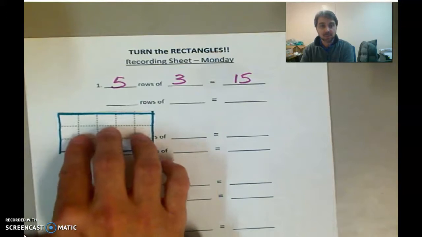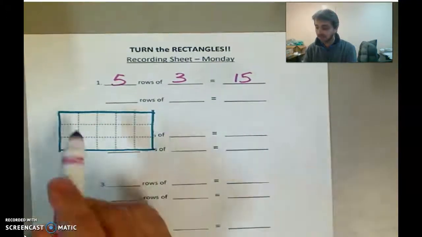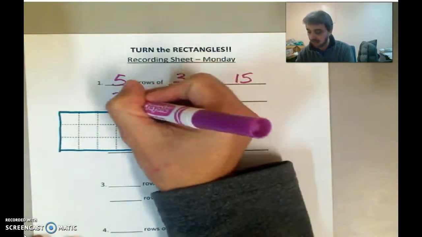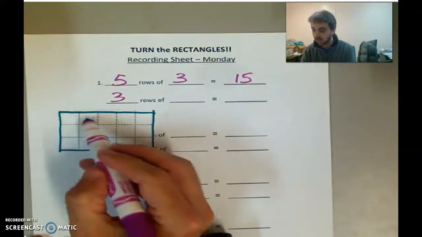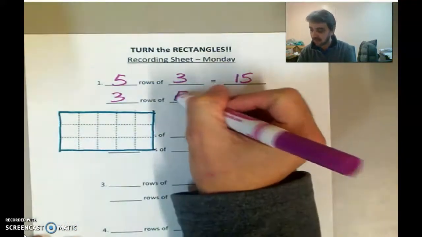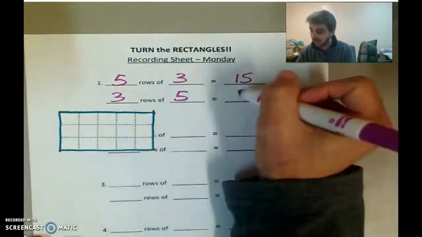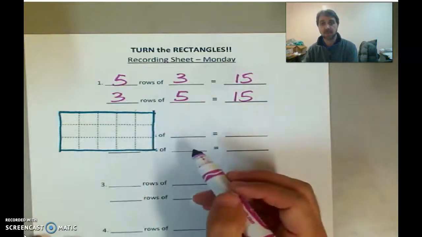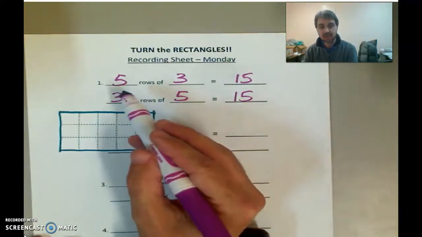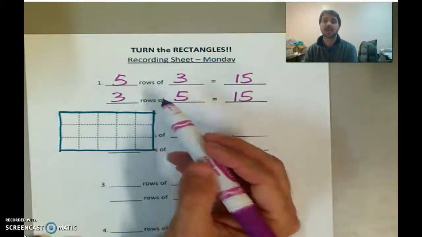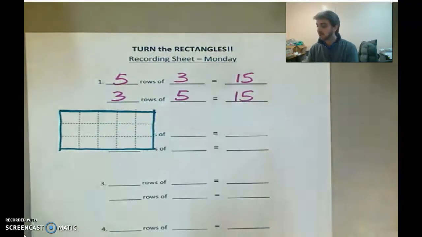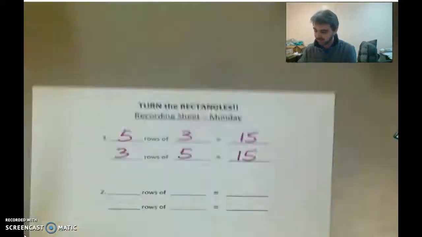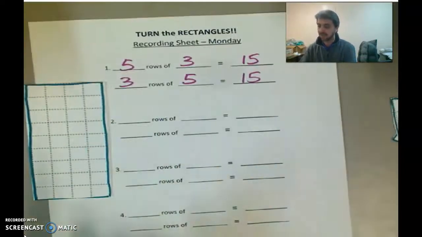So now, boys and girls, how many rows do I have? I have 1, 2, 3 rows. And how many are in each row? Let's see, 1, 2, 3, 4, 5. So 5, 10, 15. I get the same exact answer. Okay, proving once again the commutative property, which is that if you know that 5 times 3 is 15, then 3 times 5 must be 15. Okay? So you're going to take each of these rectangles, the ones that you have, and do the same thing that I just did.